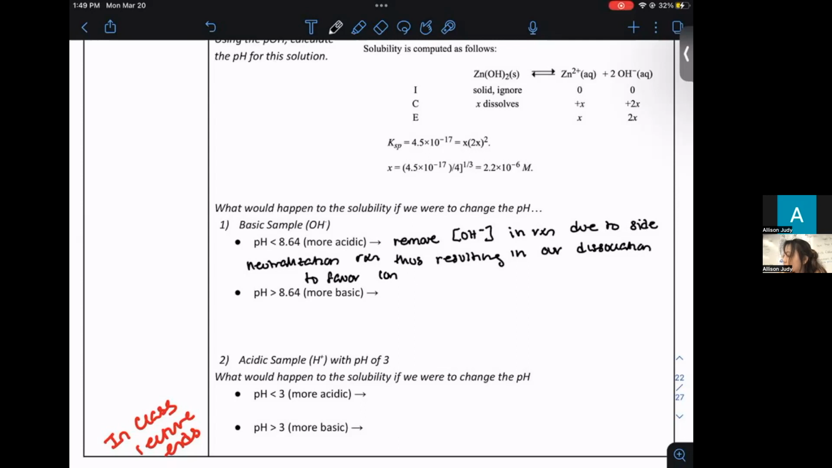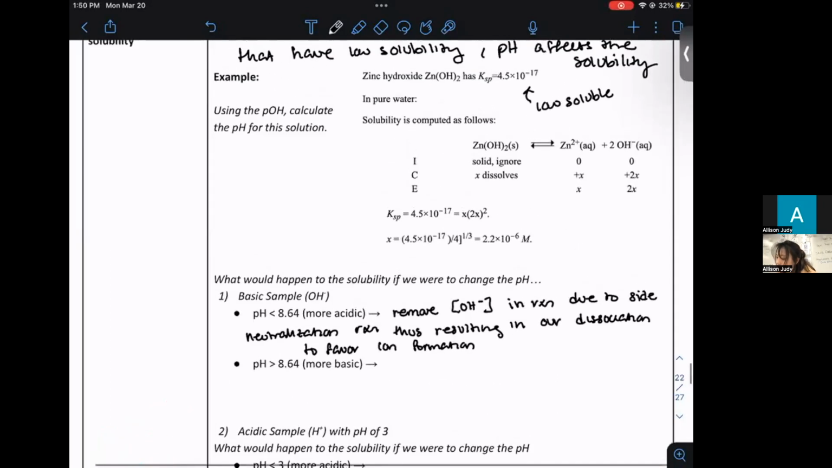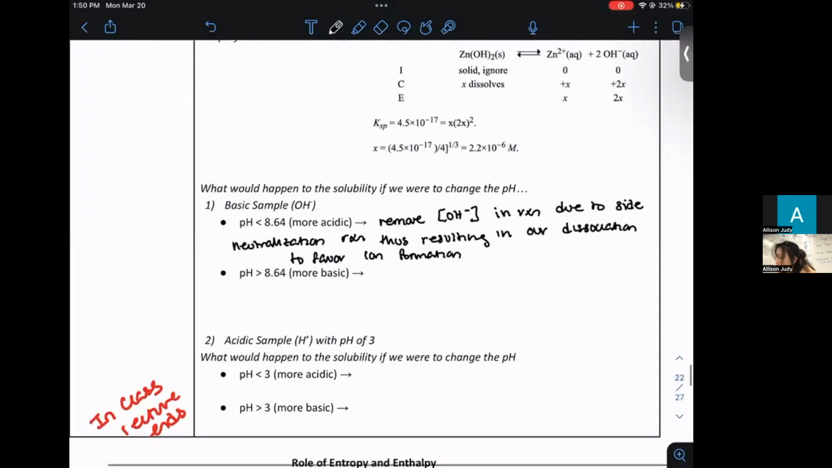Or to favor the forward reaction. Someone asked why it is 8.6. I'm just saying, what if I put it in a more acidic solution? Oh, because the original pH of this solution is 8.64. So what if we made it into a more acidic solution? Yeah. Favoring ion formation, therefore the forward reaction.